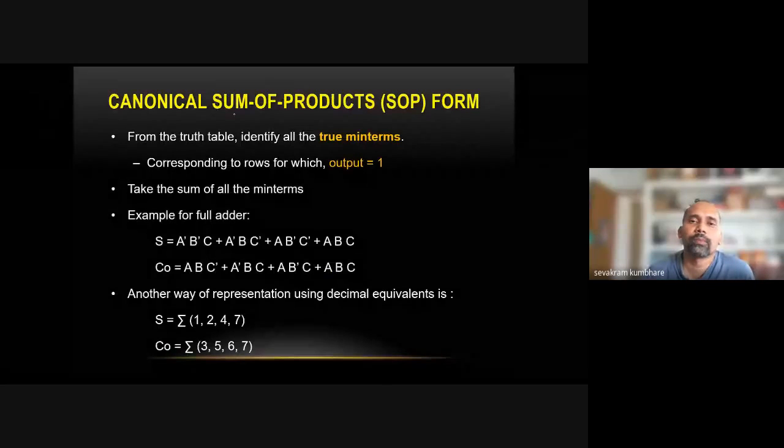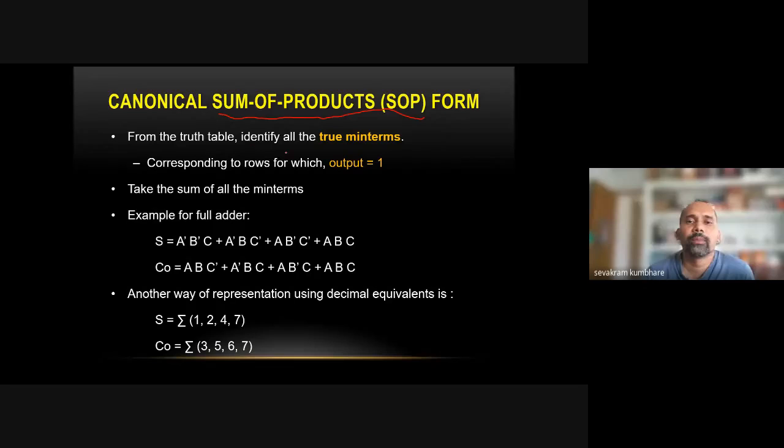Now, canonical sum of product. So first of all, we'll see sum of product or SOP form. So what is it? From the truth table, identify all true minterms. Now, what do you mean by true minterm? You have to find out the product terms. Minterm is nothing but product terms. So you have to find out the product term which has output equal to 1. Then this is called a true minterm, corresponding to the row which has output equal to 1. And false minterms are nothing but those which have output equal to 0.